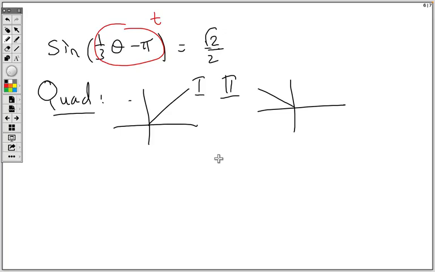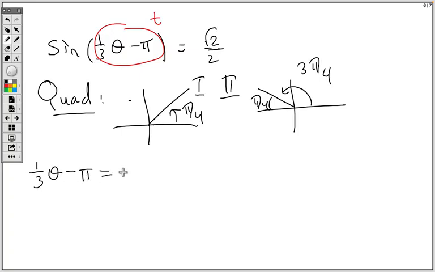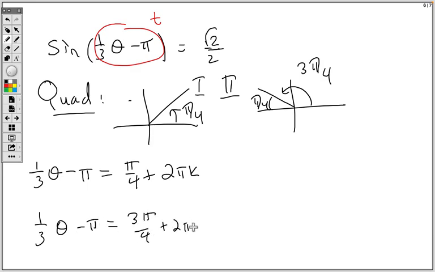The third thing I think about is, is this an angle that I know? Well, sine root 2 over 2 corresponds to pi over 4, so I do know it. In quadrant 1, that's just going to be pi over 4 itself, because that's an acute angle. In quadrant 2, that's going to be 3 pi over 4. So whatever this thing is, the 1/3 theta minus pi is either pi over 4 plus 2 pi k, or 3 pi over 4 plus 2 pi k.